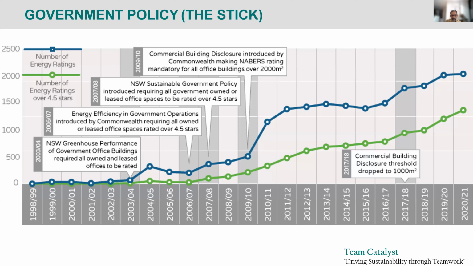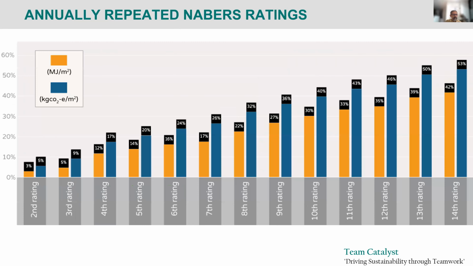And what we've learned from NABERS ratings is that a NABERS rating is only valid for 12 months. So you have to re-rate the building after 12 months. And if you do that, this is the average of about 2,500 buildings in the database. What it shows us is that every time you re-rate it, you get a reduction in emissions, and the average reduction in greenhouse gas emissions after the 14th rating is about 53%. So it's quite an amazing system.